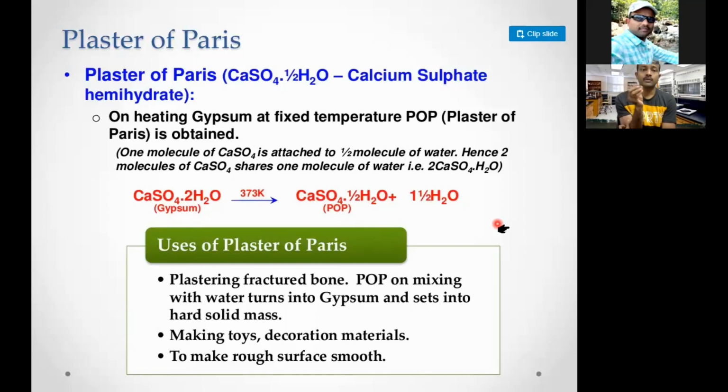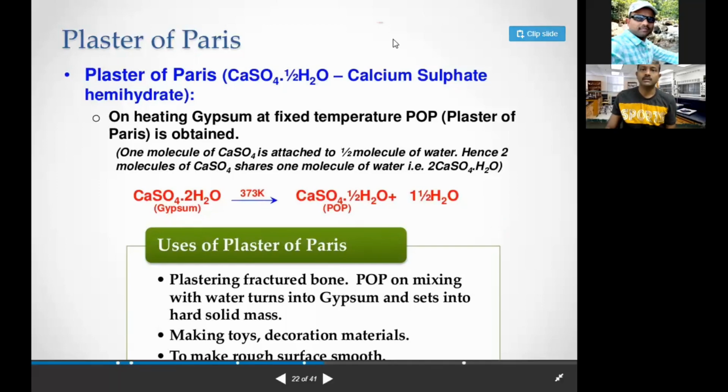Like cement powder, when you add water, what will happen? It will become a hard substance. It will give hardness, right? Similarly, here also the same thing happens. When you add POP to water, it forms a hard solid mass, meaning it converts into gypsum. And also we use this POP for making toys and decoration materials, and to make rough surfaces smooth. We are using this POP material, right?